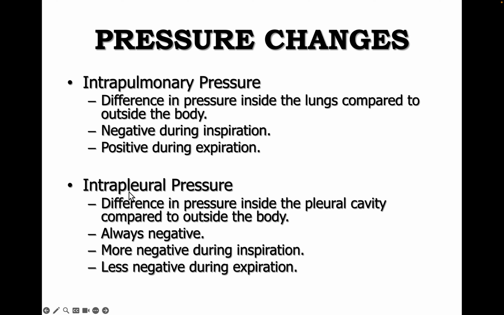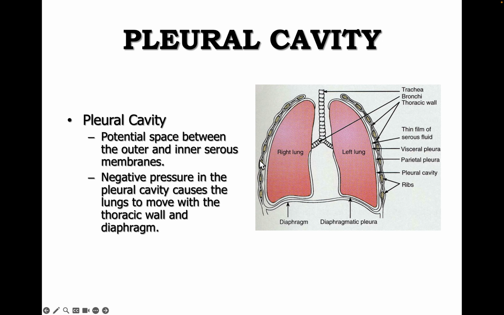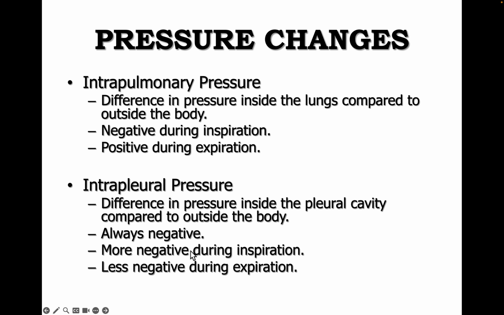Now, intrapleural pressure, in that little cavity between the pleural cavity and the outside of the body, will always be negative. Essentially this gap here will always have a negative pressure. However, during inspiration it becomes more negative, and during expiration it becomes less negative. So it's still a negative value, but it's closer to zero during expiration compared to further from zero.